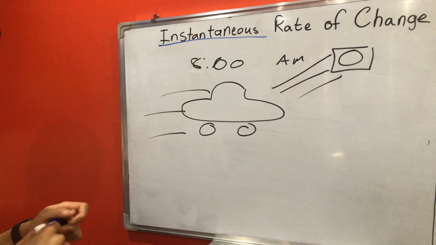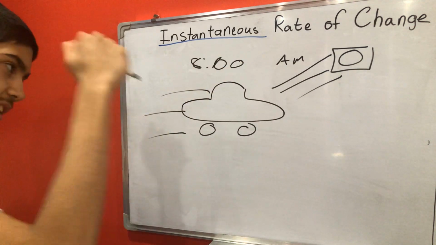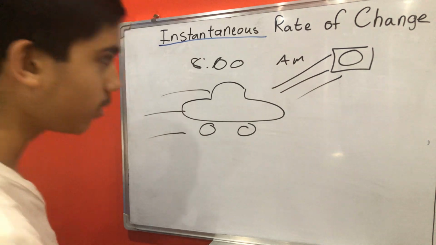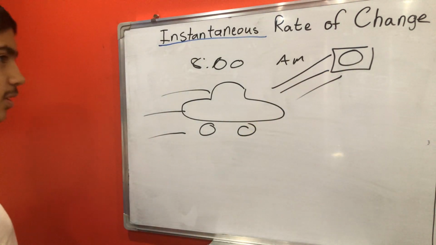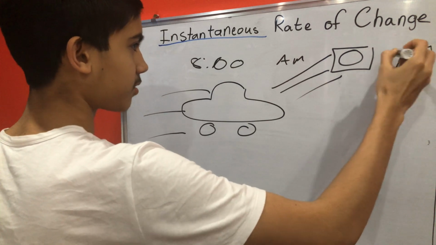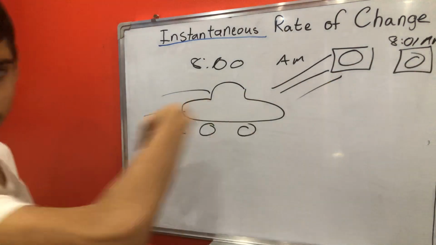It's like a fancy word. Instead of saying average rate of change, instantaneous means exact rate of change. So exactly at 8 a.m. And so how will a camera even know that? So the idea is that you get another camera for like 8:01 a.m. and then you kind of find the slope.